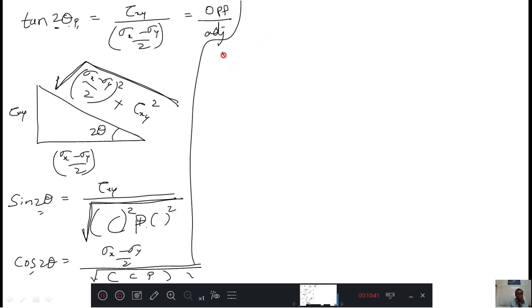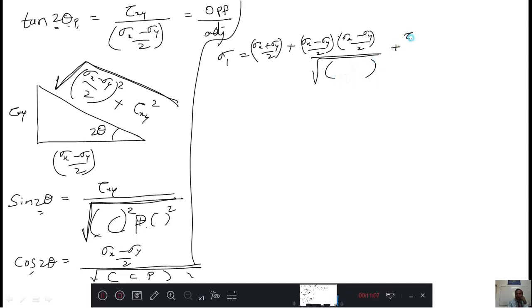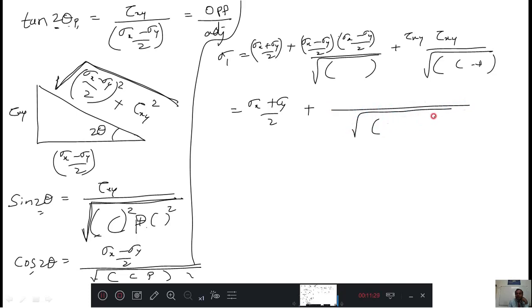Then what will I get? Look here. Sigma 1 equals (sigma x plus sigma y) by 2 plus (sigma x minus sigma y) by 2 times cos 2 theta. Cos 2 theta means (sigma x minus sigma y) by 2 divided by the big square root, copy paste. Plus tau xy times sin 2 theta. Sin 2 theta means again tau xy divided by the big square root, copy paste. Then if I simplify this, I will keep the first term as is, (sigma x plus sigma y) by 2, plus, the denominator is the same now, the big square root. What is left at the top? These two are the same, therefore square: ((sigma x minus sigma y) by 2) whole square plus tau xy square. This you got.